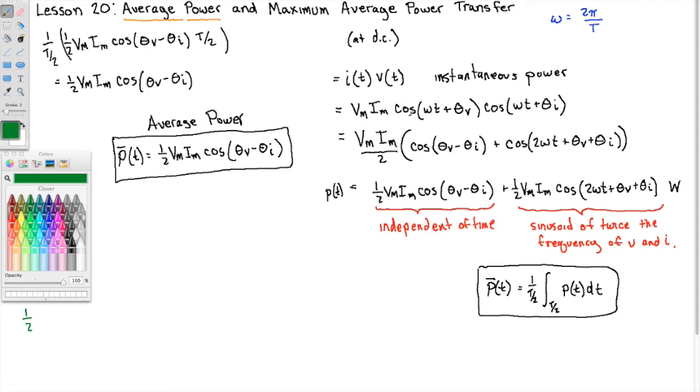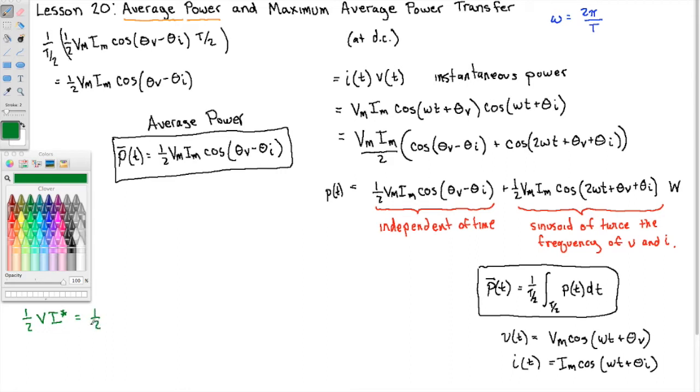Notice I've erased it. We had V. We were saying that V was Vm cosine of omega t plus theta v, and we were saying that I of t was Im cosine of omega t plus theta I. Okay, now consider this multiplication, 1/2 V times I complex conjugate. Let's see what we get from that.